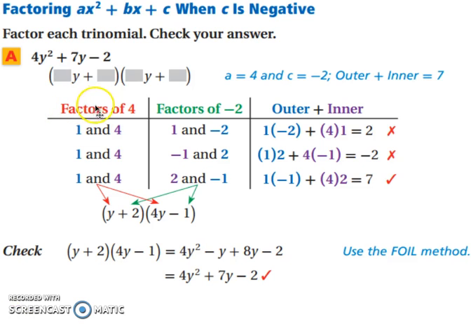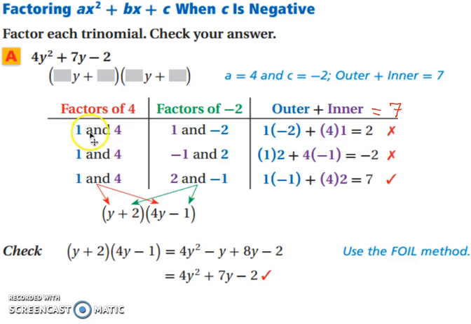Alright, so we still set up our columns the same way. So our factors of a, our factors of c, outer plus inner, and I always put in this equals our b value, which happens to be 7. The only difference between the last ones we did and these ones are these negative values here. So we have a negative c.